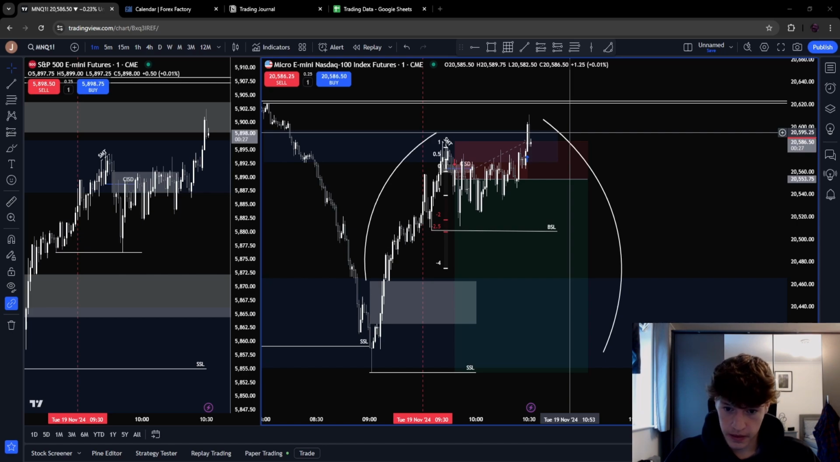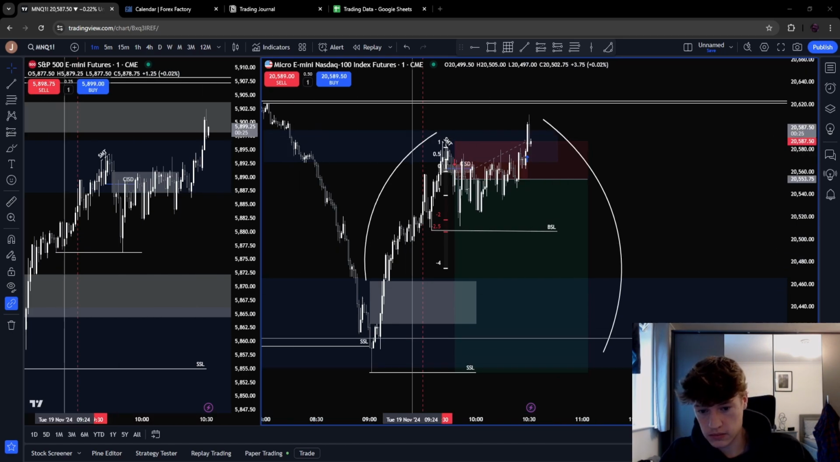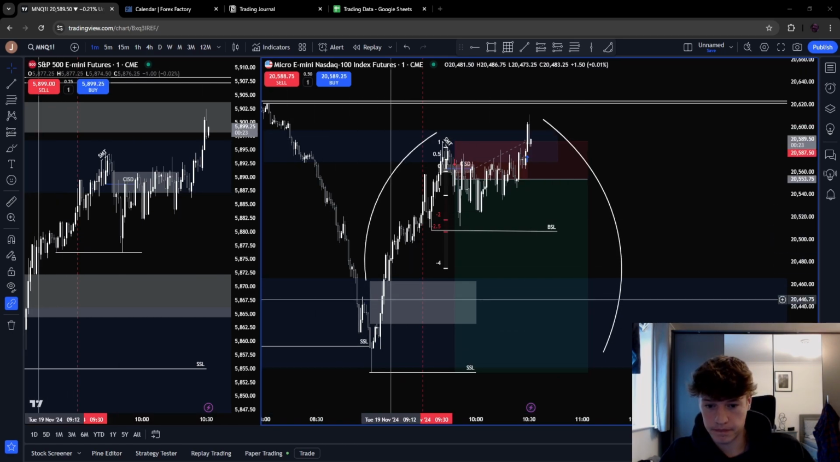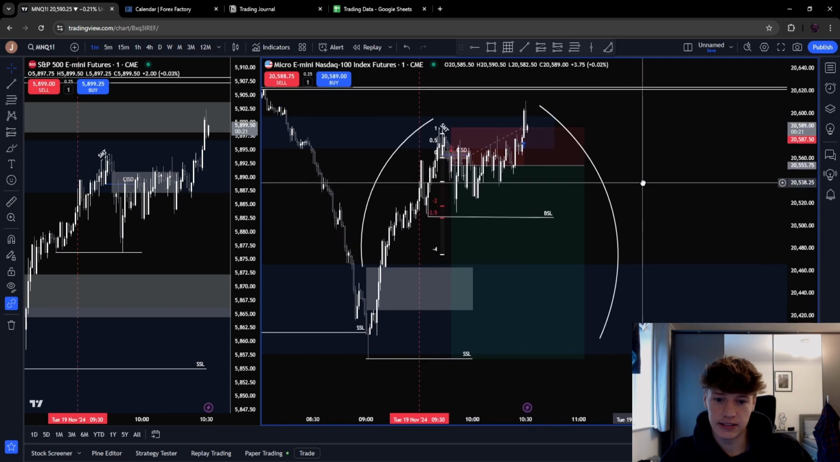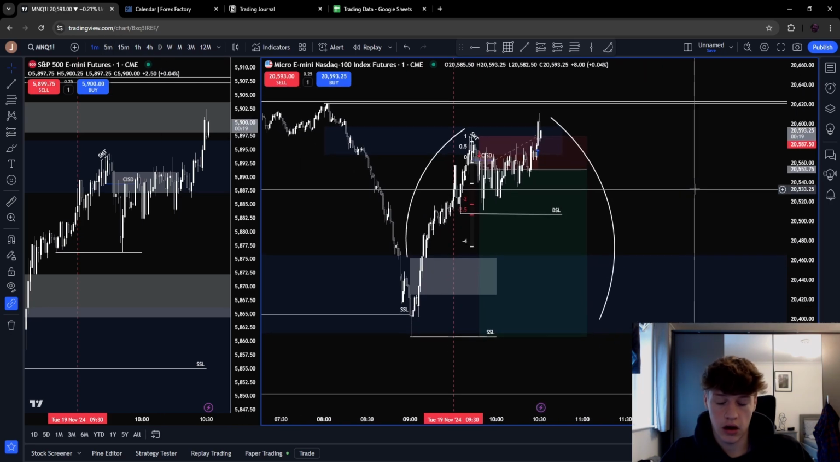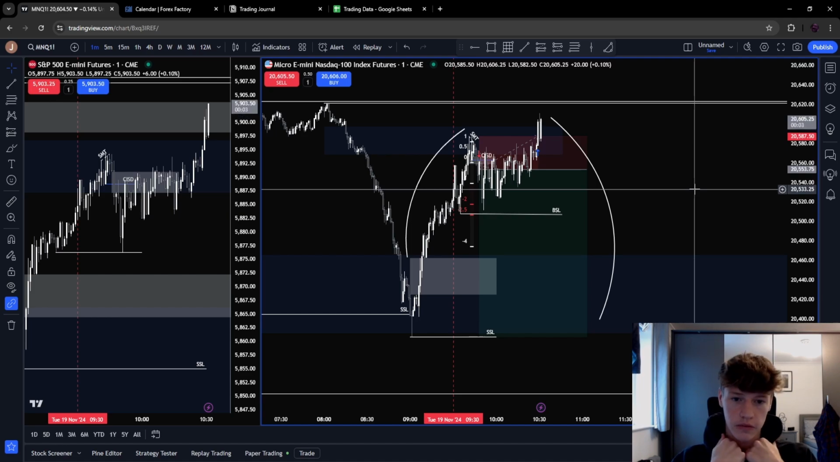Today, the models lined up pre-market, and I don't like to trade pre-market. And there was no manipulation at the lows, there was no SMT. Anyway, the best thing today was to not take a trade because the models did not align. There was no manipulation for trades to be taken.